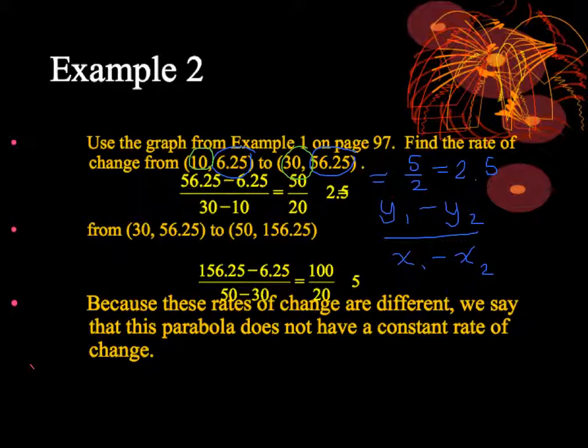Well, you can see then when I pick two other points on that graph on example 1 on page 97, I did not get the same rate of change. I was using the ordered pairs 50, 156.25 and 30, 56.25. And this time my rate of change is 5. This demonstrates that on a parabola, the rate of change will be different when I select two different points. The only time we have a constant rate of change is when we are on a straight line.